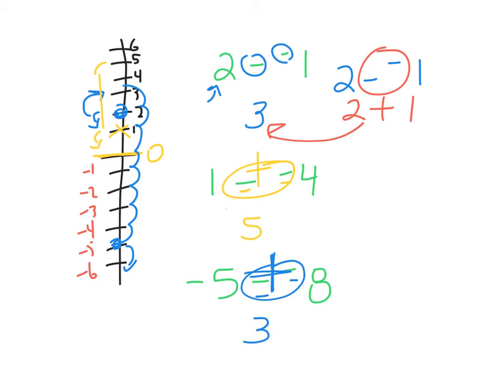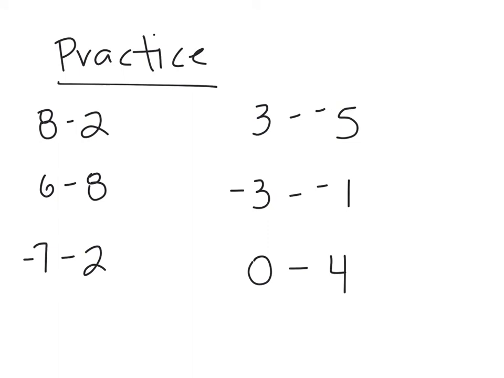One more set of practice problems. So we have 8 minus 2. Just remember this is 6. And go ahead and use your elevator or use your number line at the back of your spiral to help you with this. 6 minus 8. Go ahead and start at the 6. We're going to go down 8. Where do you end up? You can always pause this video to answer the questions too. And you're at negative 2.